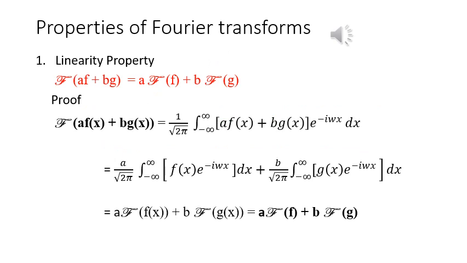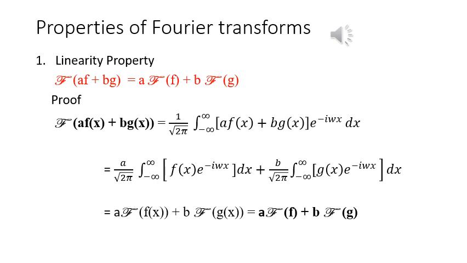The first property is the linearity property. The Fourier transform is a linear operation. That means for any functions f and g, in which a and b are constants, the Fourier transform of af plus bg gives a into the Fourier transform of f plus b into the Fourier transform of g. So let us prove this property.